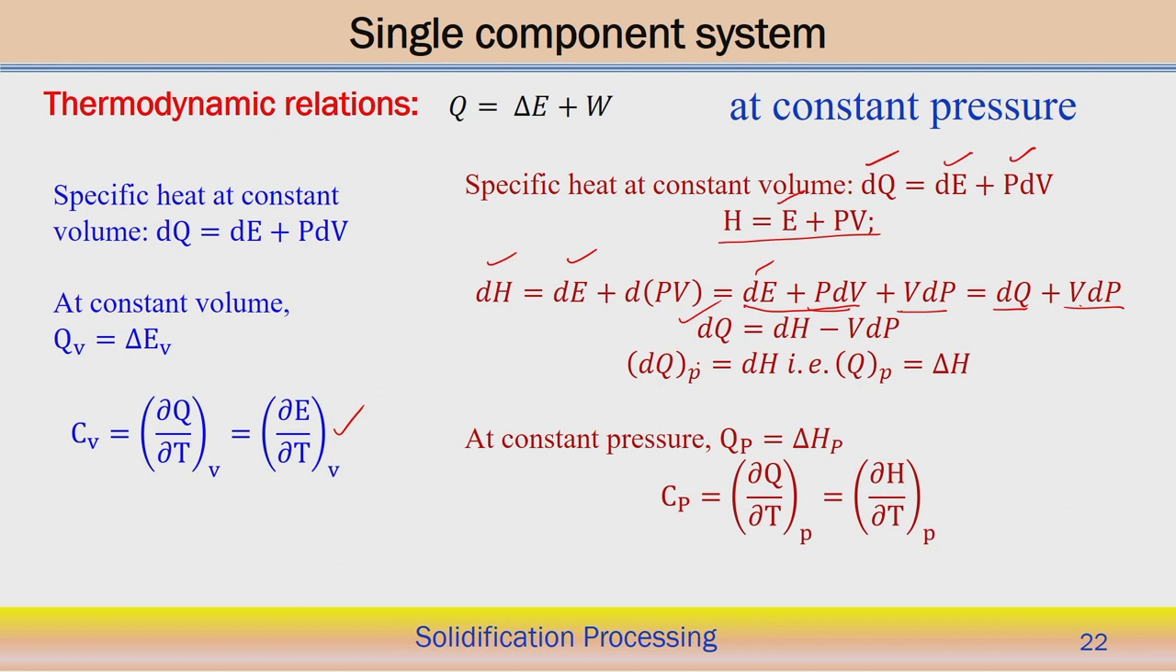Once you get that, now at constant pressure, what is the heat supplied? dQ at constant pressure, where dp will be 0, is equivalent to dH. Therefore Q_P, the heat at constant pressure, is delta H. So the heat supplied at constant pressure is the change of the enthalpy. Therefore, specific heat, delta Q by delta T at constant pressure, is equivalent to delta H by delta T at constant pressure. These are the expressions for the specific heat at constant volume and at constant pressure. This will be useful in further calculation and understanding of the different thermodynamic relations associated with the single component system.